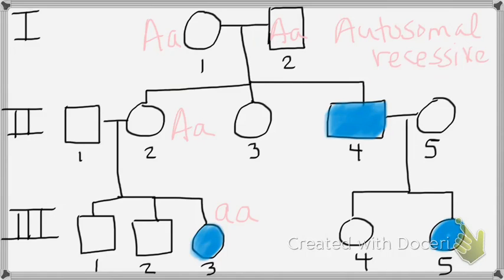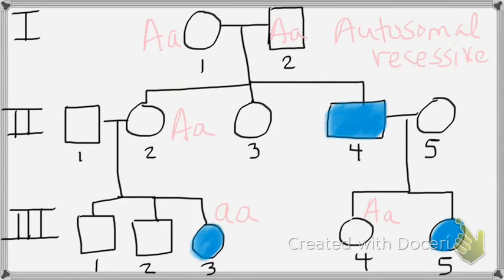Okay, I got one more I want you to do. Do generation 3, individual 4. Big A, little a. How do you know she's big A? She doesn't have it. How do you know she's little a? Because her dad did. So she's got to be big A, little a.